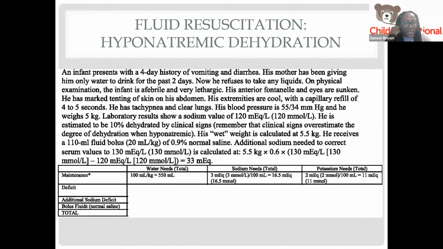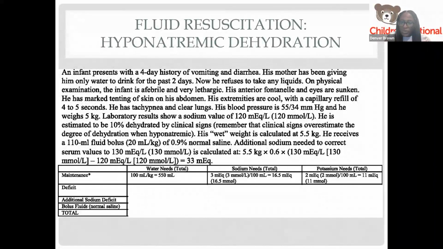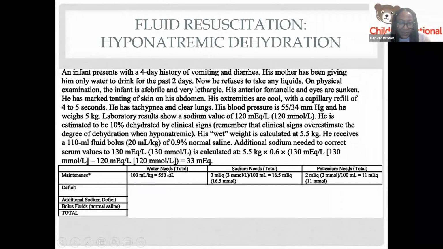When we think about his sodium needs, just his maintenance sodium needs, not even getting to the additional sodium, just his routine maintenance, every child is going to need 3 milliequivalents of sodium for every 100 ml of their maintenance IV fluids. And so that is why in this case, 3 milliequivalents for the 550 mLs of his maintenance means that his sodium need just for maintenance would be 16.5 milliequivalents.